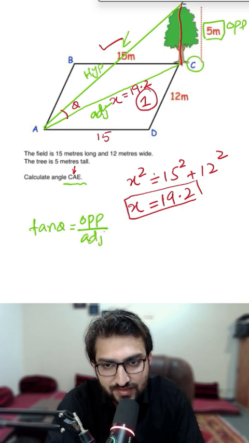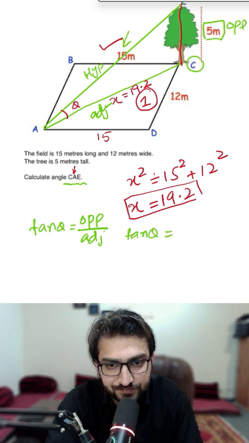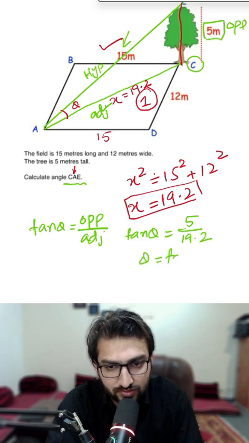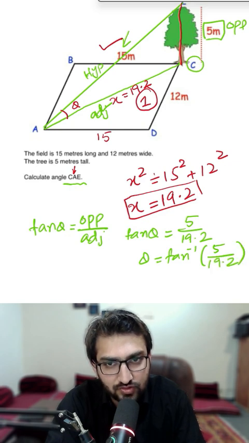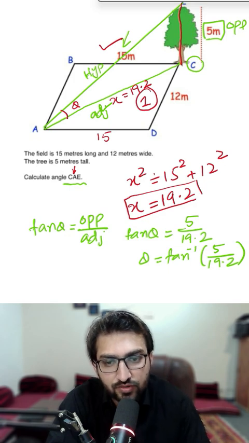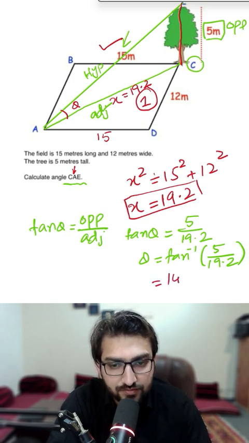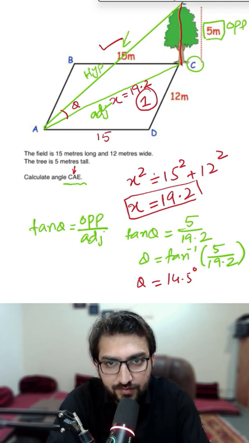So now opposite is given, adjacent is given. So let's put the values. Tangent theta equals 5 divided by 19.2. So theta is equal to tan inverse of 5 divided by 19.2. So let's solve it on calculator. So the answer is 14.5 degrees. So that is the answer. This is how we solve this question.